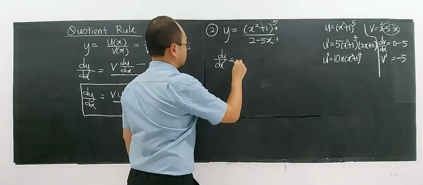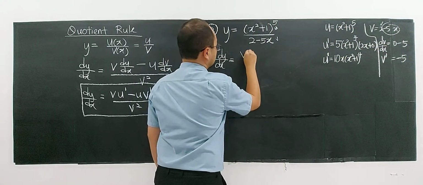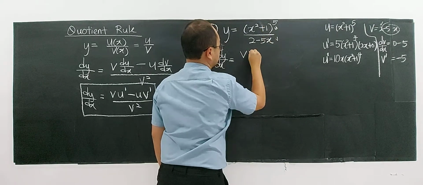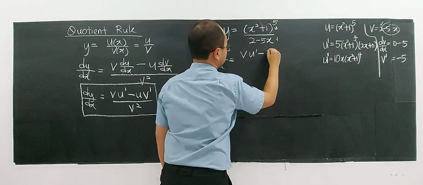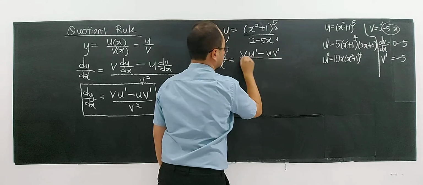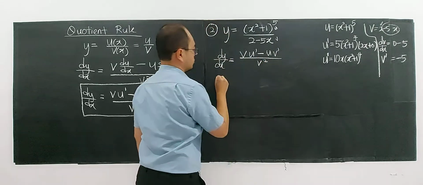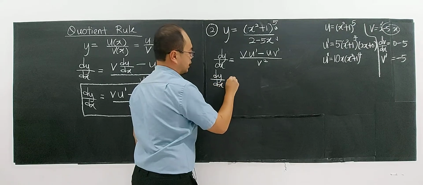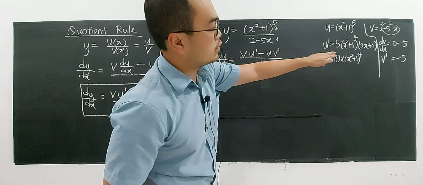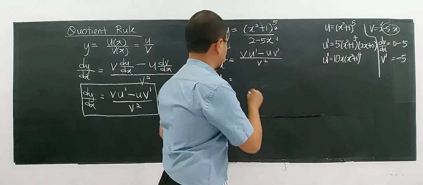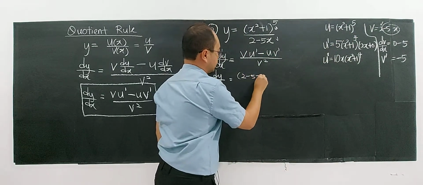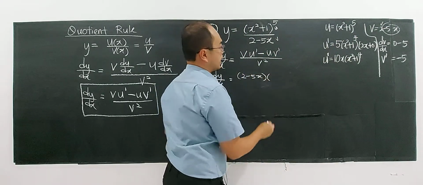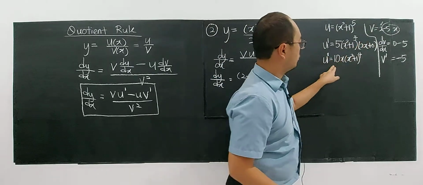So you know that the formula will be v comes first, then u prime minus u v prime, divided by v to the power of 2. So make sure your formula is correct. Now you substitute. So v is 2 minus 5x, right? 2 minus 5x, then u prime.